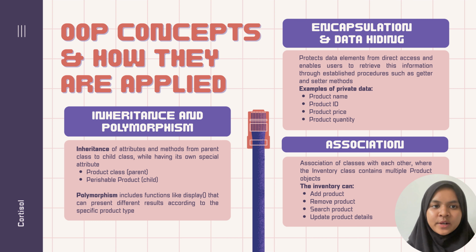The third concept is the inheritance and polymorphism concept. Inheritance basically involves inheritance of attributes and methods from the parent class to the child class, but the child class can still have its own special attributes. So in our program, our parent class will be named the product class, and our child class will be named the perishable product. As for polymorphism, it involves a function-like display that can display different results based on specific product type.